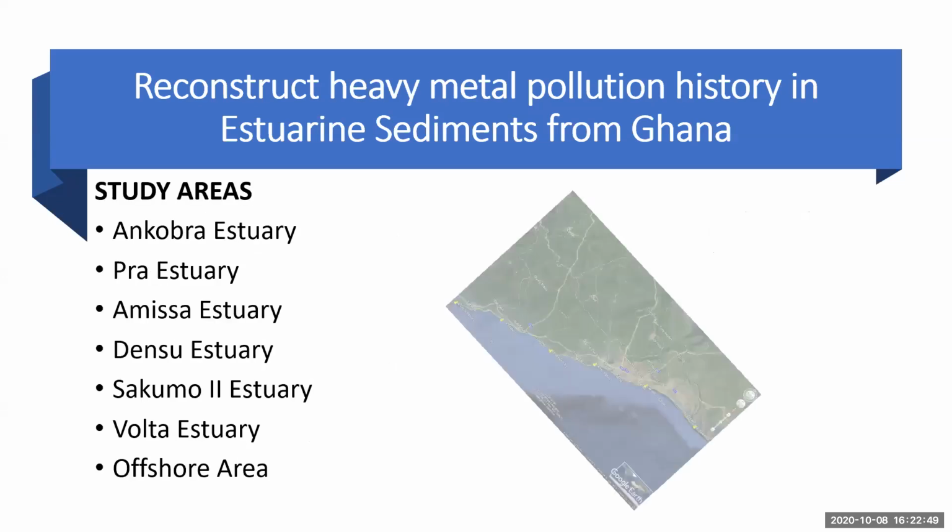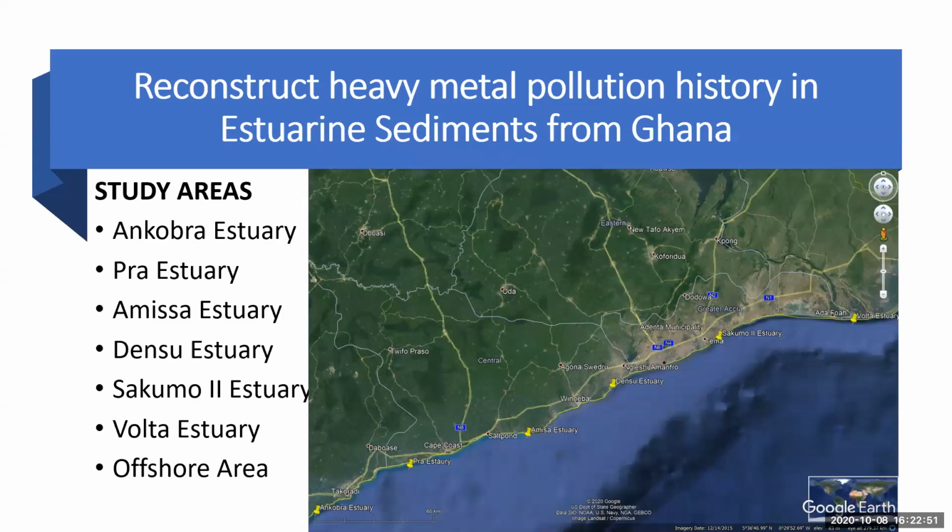So the study areas, as I mentioned earlier, I took sediment samples from 6 estuaries that span the entire length of Ghana. So the Ankobra estuary and the Pra estuary, the Densu, Sakumo, and also the Volta estuary. Now, Ghana's coastline is divided into 3 zones. So we have the western coast, we have the central coast, and then we have the eastern coast.